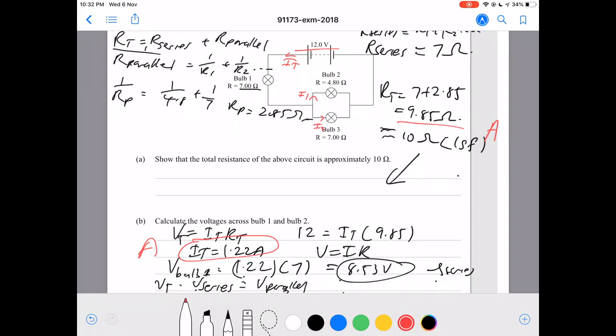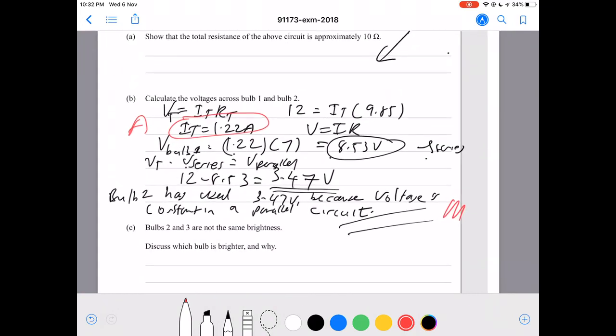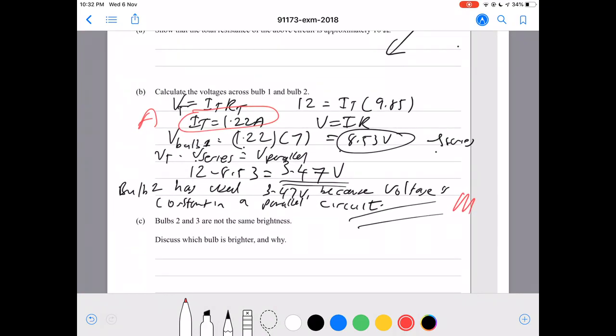So therefore, we know that P equals IV. And because P equals IV and the current through bulb 2 is greater than bulb 3, then the power of bulb 2 will also be greater than the power of bulb 3.